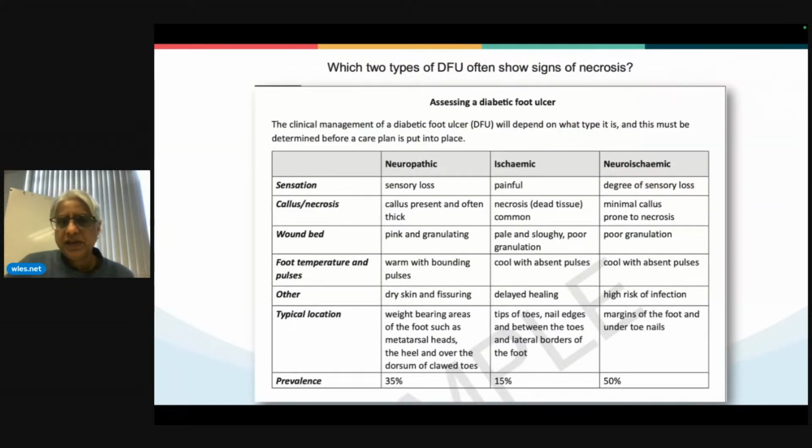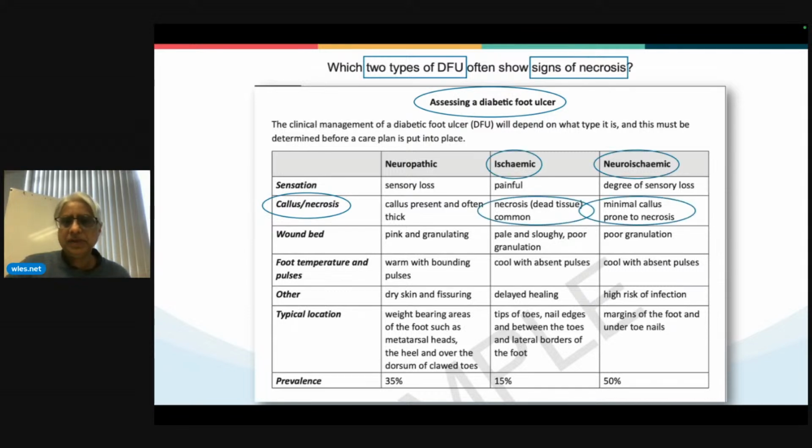What two types of DFU show necrosis? Okay, and you can see this is what I've got to write down. I've got to find two types of DFU. Looking for necrosis. Again, this is to do with assessment. You know which text to go to. Necrosis is down there. So the answers you can see.